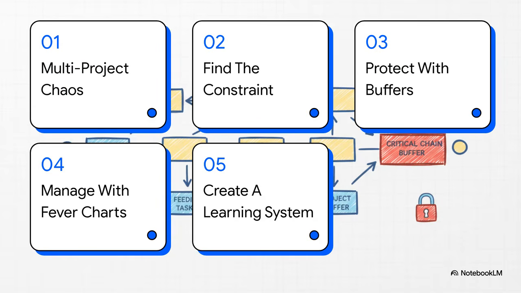So, here's how we're going to break it down. First, we'll talk about the multi-project chaos that I'm sure you all recognize. Then, we'll get into how to find the one single thing that's holding everything back, the system constraint. After that, we'll cover how to protect our projects with buffers, manage everything visually with something called fever charts, and finally, how to turn this whole thing into a system that learns and gets better over time.